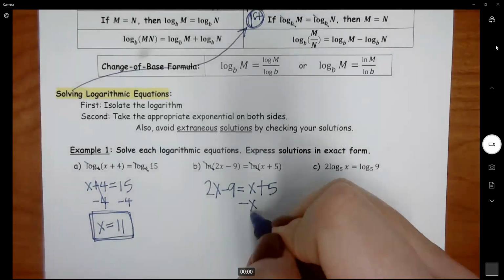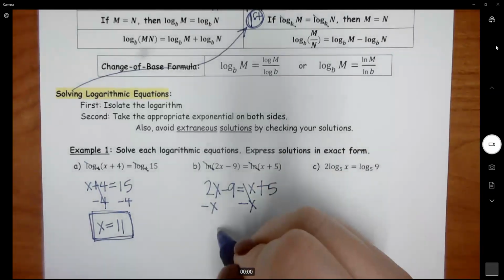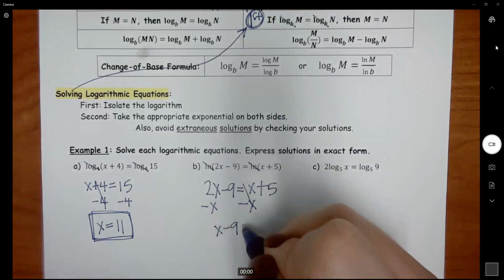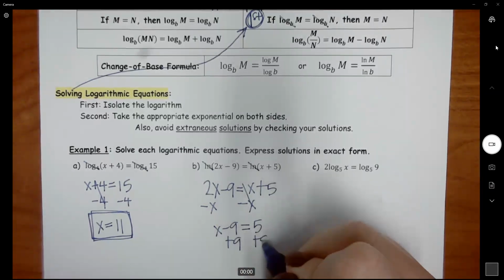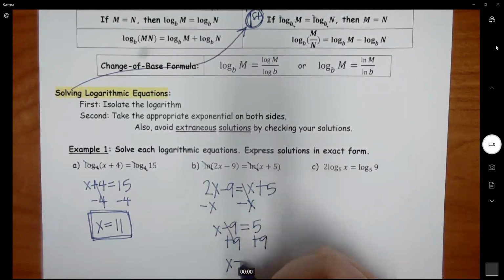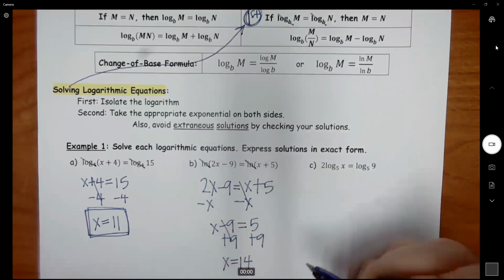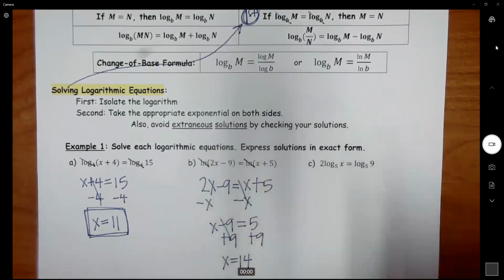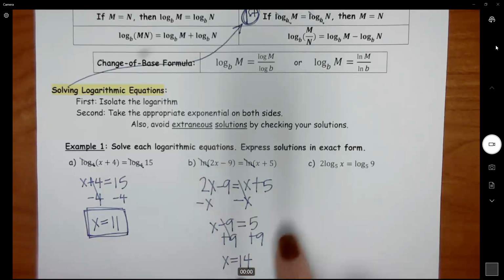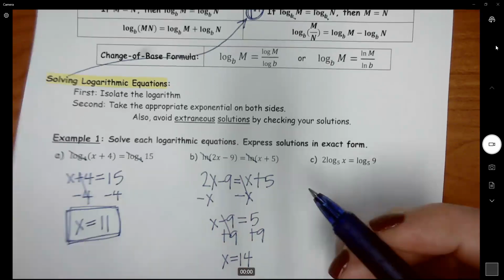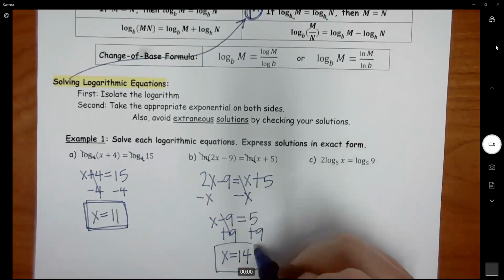So subtract your x. You get x minus 9 equals 5. Add your 9. And x equals 14. Again, check for extraneous solutions. When you plug in 14, do you get a positive? Well, you get 2 times 14 is 28, minus 9 is positive, 14 plus 5 is positive. That does work.